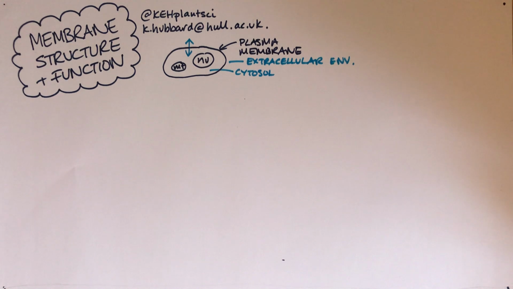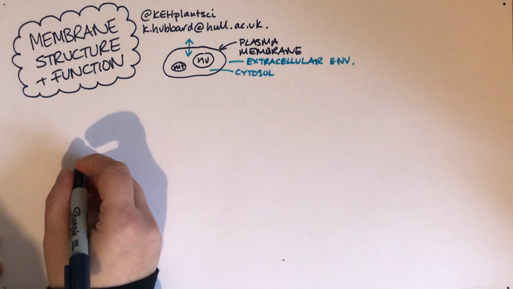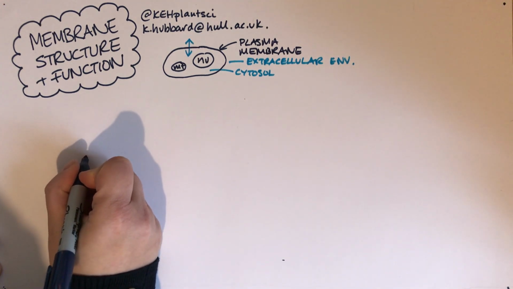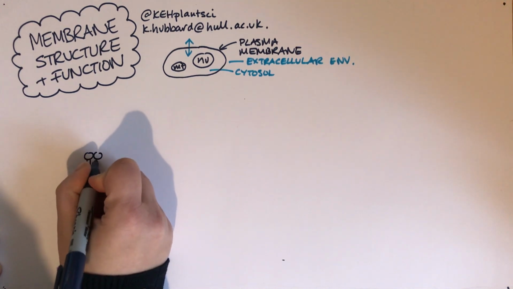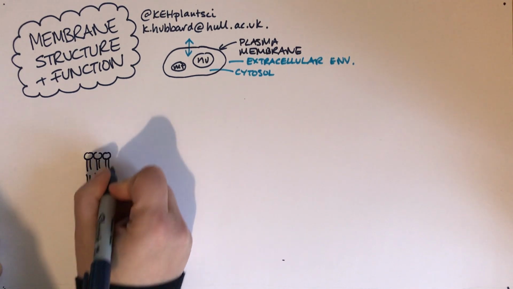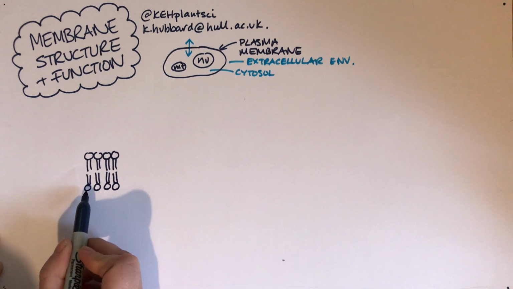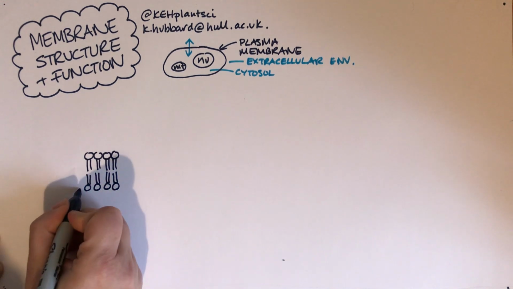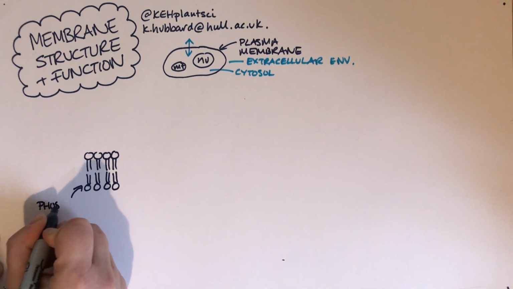So what's the membrane made of? Well, we usually draw membranes that look something like this. You'll often see this as little cartoons of a blob and two lines coming off it. Each one of those represents a molecule called a phospholipid.